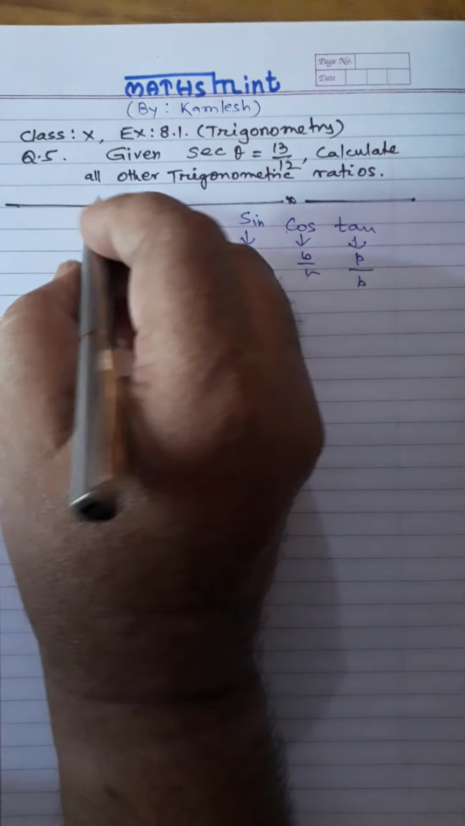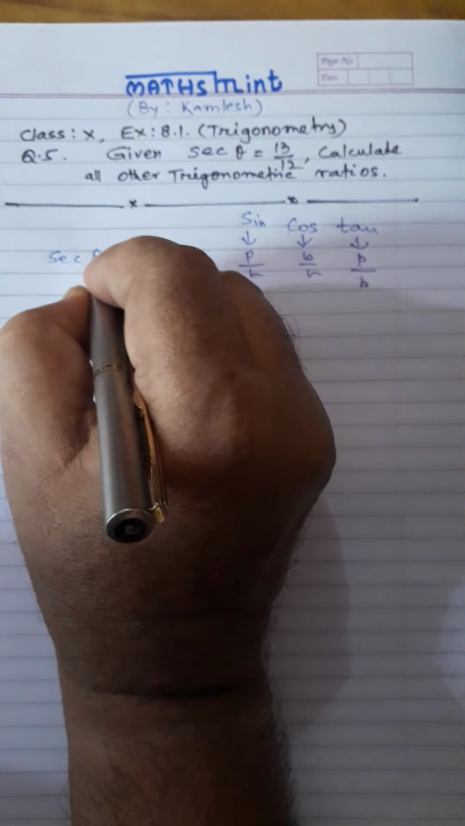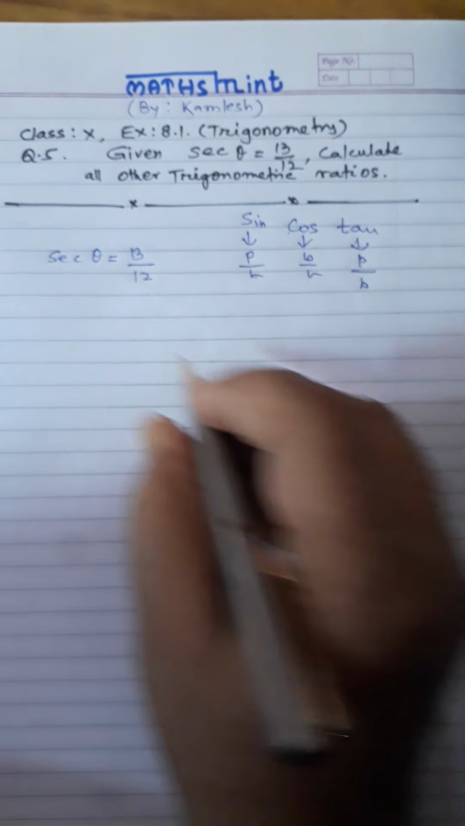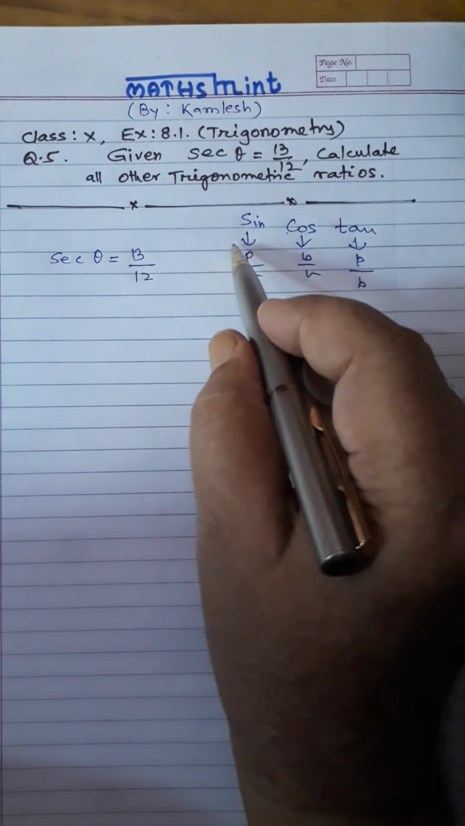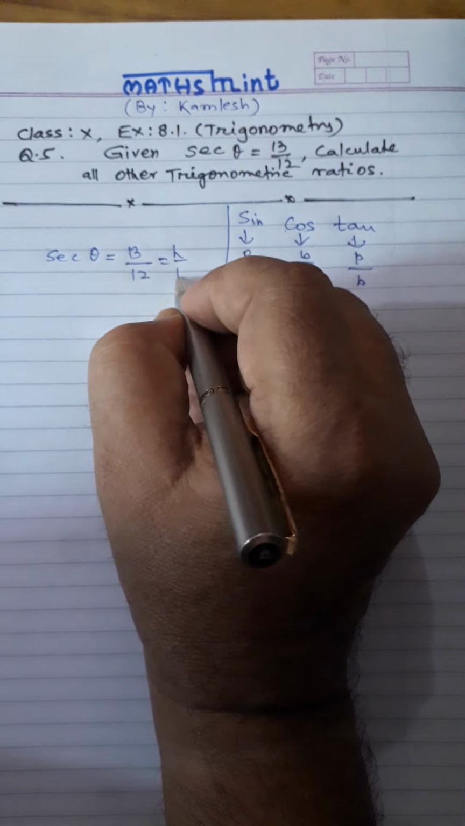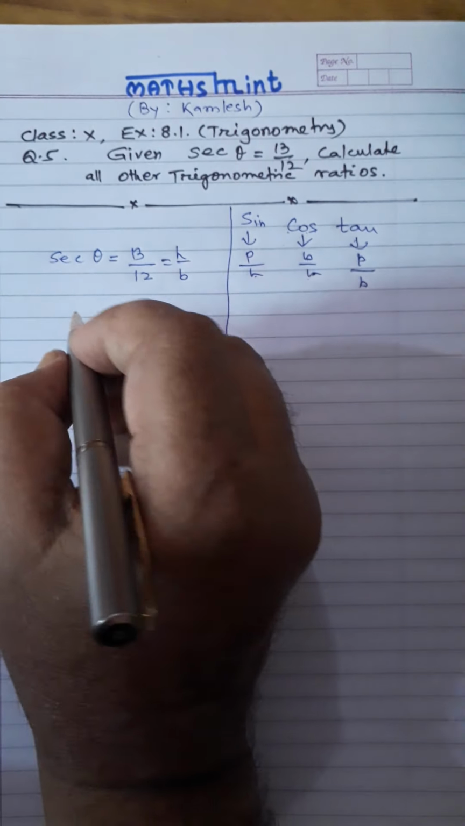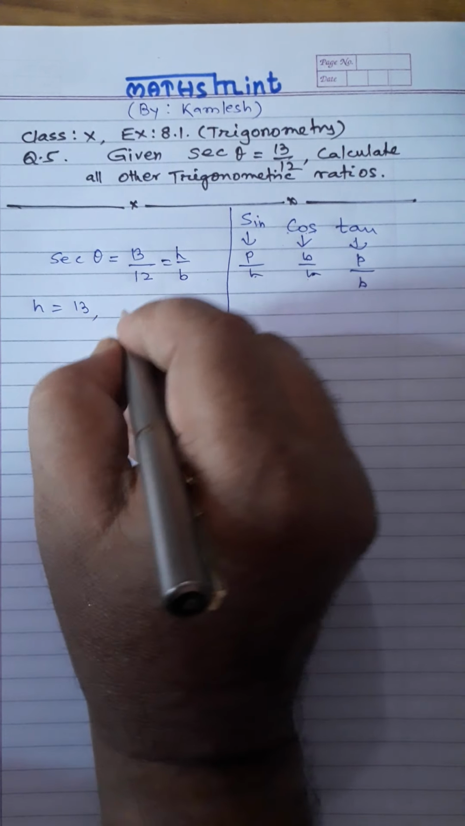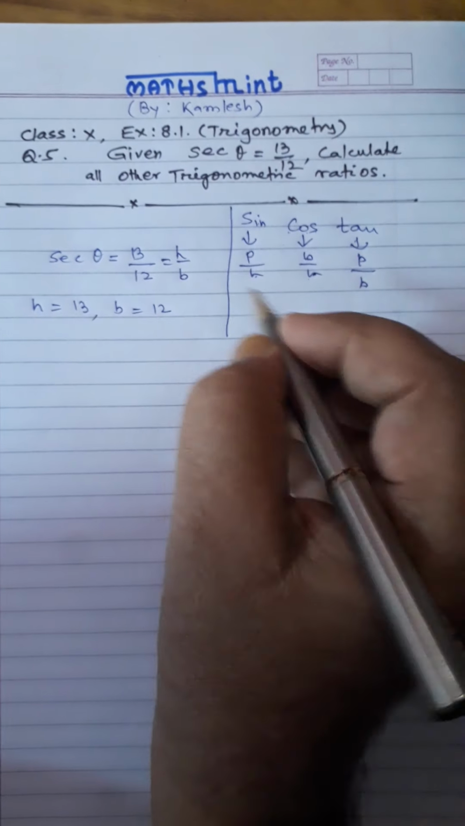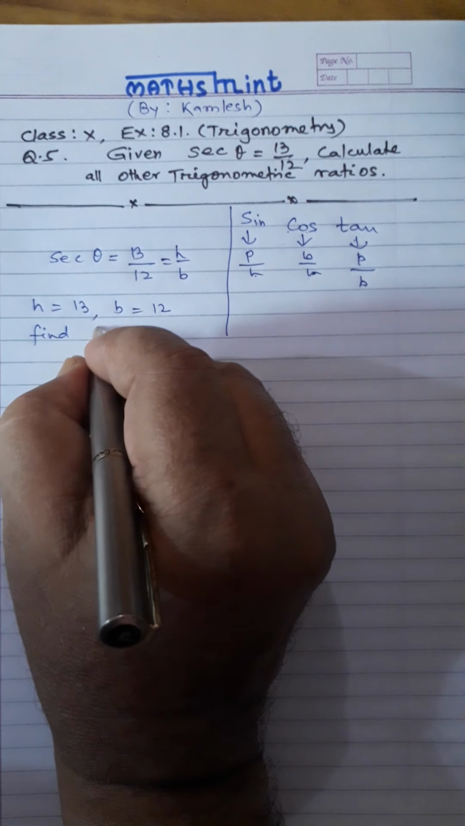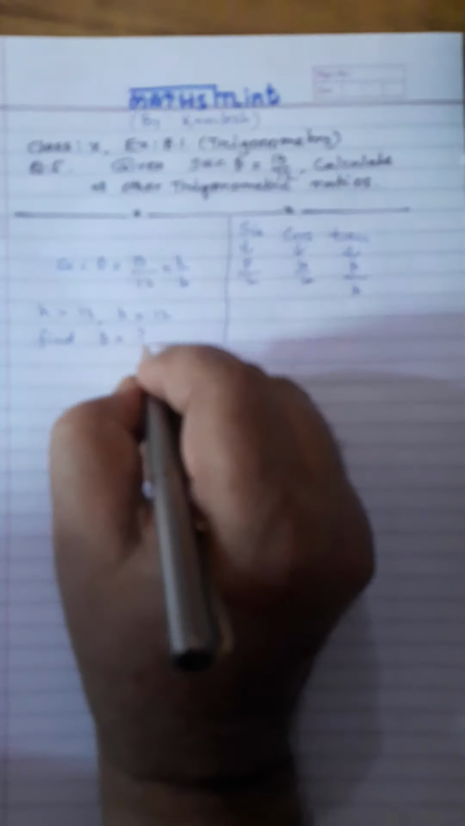So in the question it is given sec theta is equal to 13 by 12. Sec is opposite of cos, so it will be h by b. So by this, h will be 13, b will be 12, and we have to find first p is equal to what?